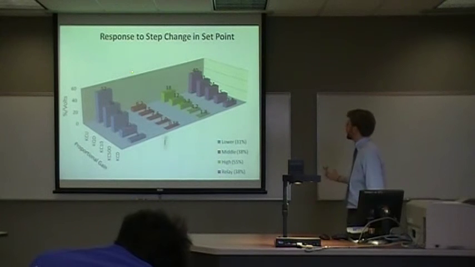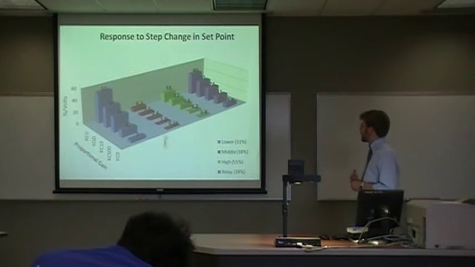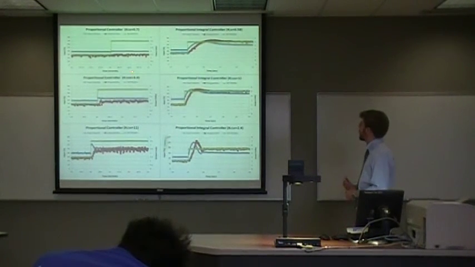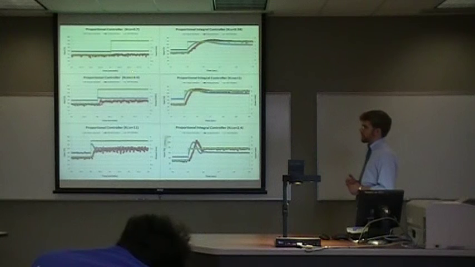But here are all our KC values: low, middle, and high. Relay. Here is. Everybody say, hey, that's nice.